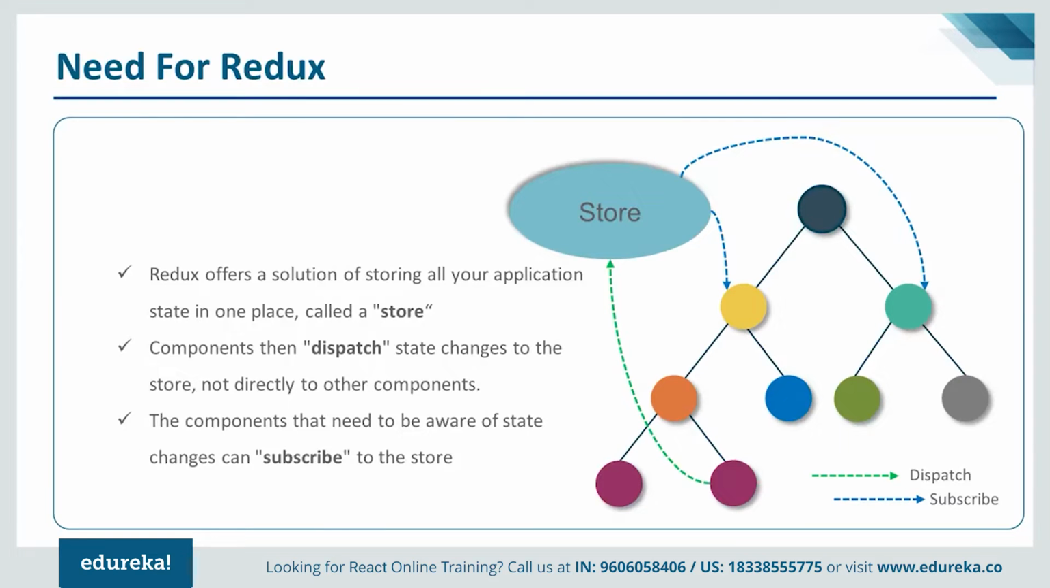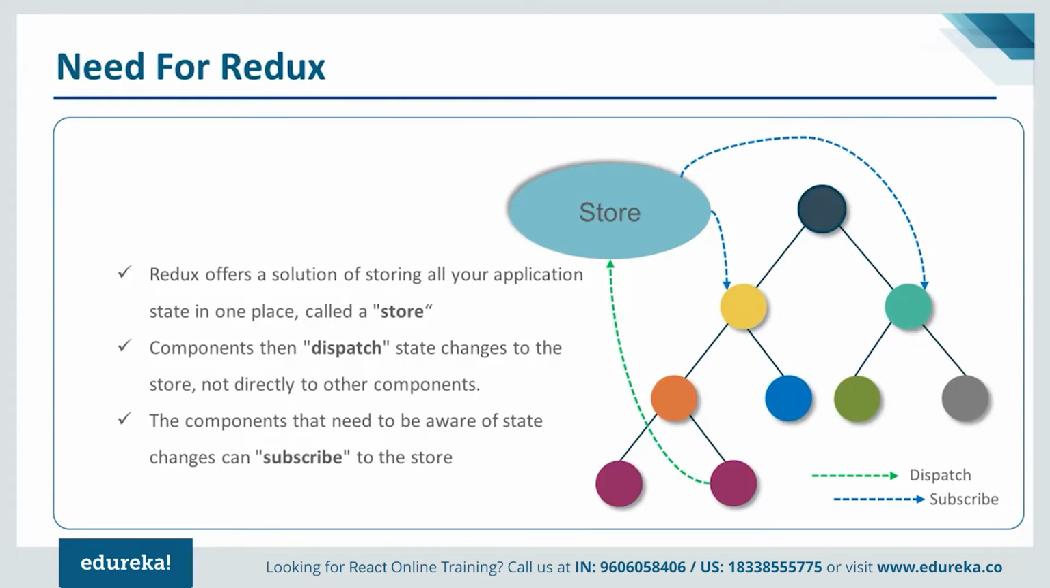Now, as you can see here in this diagram, this is what Redux is offering. Redux offers a solution of storing all your application state in one place, which is called the store. So as you can see in the diagram here, we have a central store. Only one store is shown over here. So components then dispatch. First of all, the first step is dispatching and then subscription. So there are two steps over here. The green arrow lines are the dispatch and the blue ones are the subscribe.